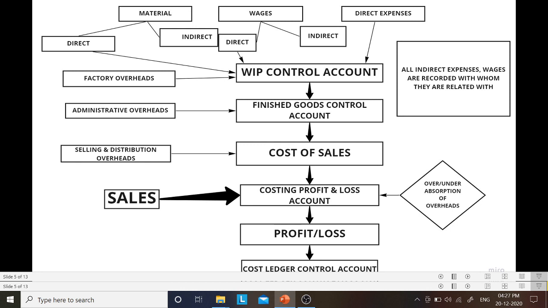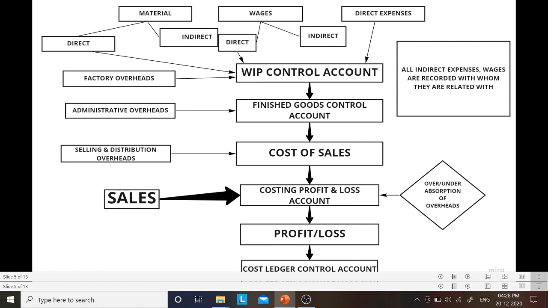Next is cost ledger, last one is cost ledger control account. So whatever is your profit and loss, that will be transferred to cost ledger control account, and then you will have balance of this cost ledger control account. So this is the procedure which is followed in non-integrated system, and simultaneously this process is actually followed in the factories as well while goods are produced.